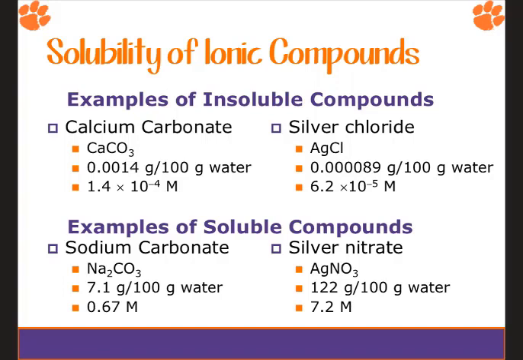So here we can see a variety of insoluble and soluble compounds. For insoluble, we have calcium carbonate and silver chloride with their respective formulas. You can see that if we have 100 grams of water, and this is at room temperature, we have about 1,000th of a gram of calcium carbonate that's soluble in water, which gives us a really low, dilute concentration. Silver chloride, even less so. So 8.9 times 10 to the negative 5 grams are soluble in water.